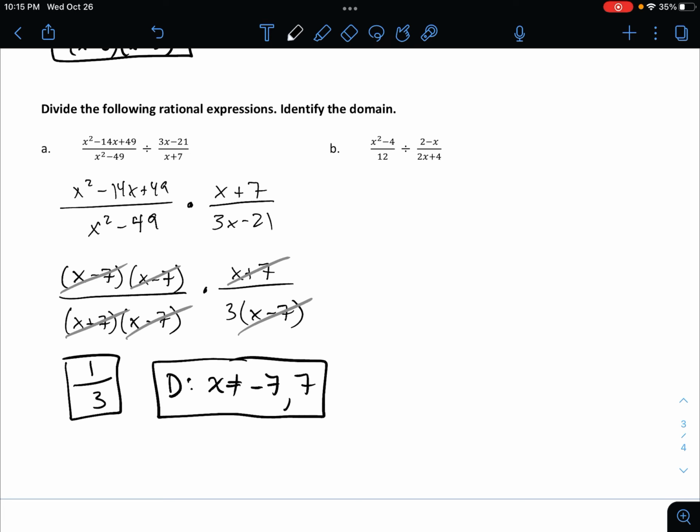All right, for letter B, this is going to be x plus 2, x minus 2, all over 12. And I'm multiplying this by, remember this 2x plus 4 is going to go to the numerator, and I'm actually going to want to factor out a 2, right? So that's 2 times x plus 2, and then we have a 2 minus x in the denominator. So one thing to be really careful of is sometimes you're going to see some similar things that are kind of off by a factor of negative 1.